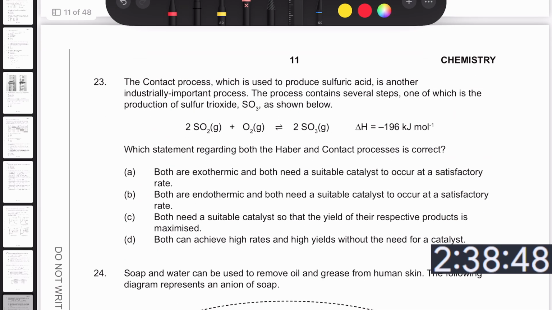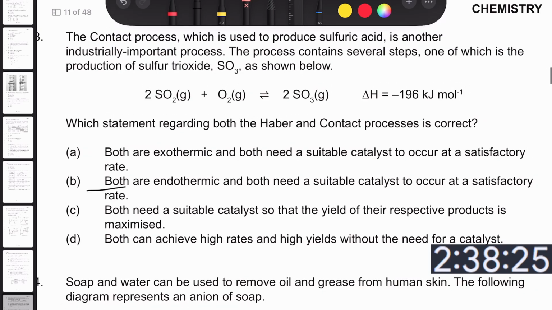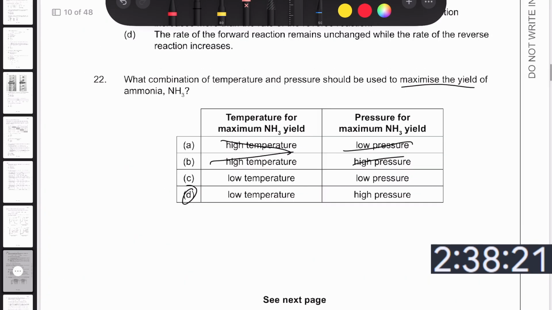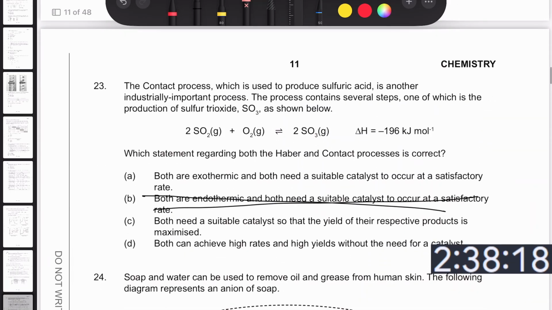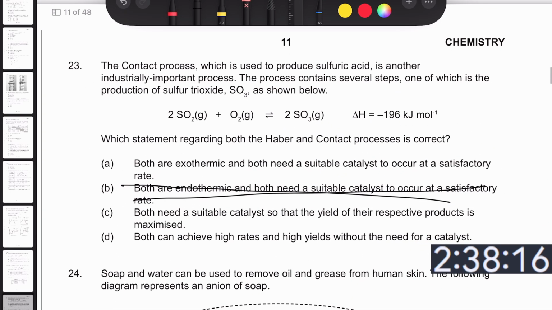Question 11. The contact process, which is used to produce sulfuric acid, is another industrially important process. The process contains several steps, one of which is the production of sulfur trioxide as shown below. Which statement regarding both the Haber and contact processes is correct? Both are exothermic and both need a suitable catalyst to occur at a satisfactory rate. So both are exothermic, but I'm not sure about the catalyst. I know the contact process needs, what do you call it? You need the vanadium catalyst.